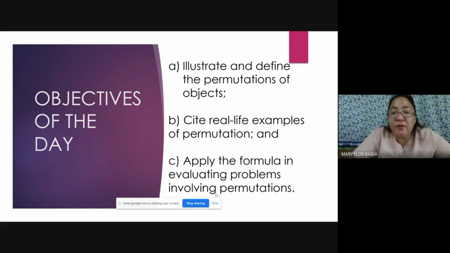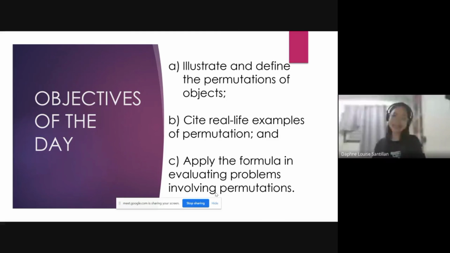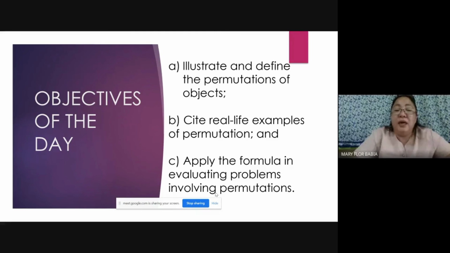Is it clear? Do you have questions about the lesson that we have? None so far. Clear? None at all, ma'am. Well understood? Yes, ma'am.